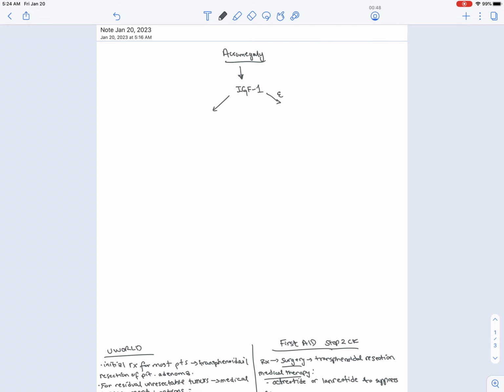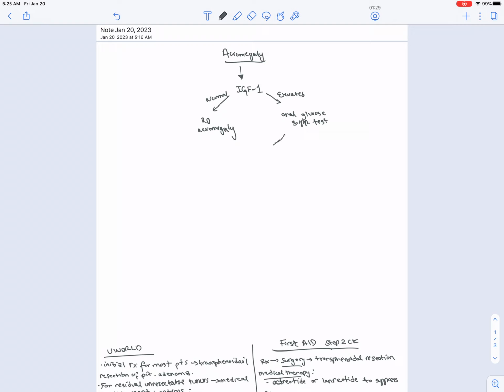Now, depending on this, if it's elevated or normal, if it's normal, you just rule out acromegaly. However, if it's elevated, you do not go for the MRI. And that's a very common mistake people make. So the thing you have to do is go in for an oral glucose suppression test. Okay?